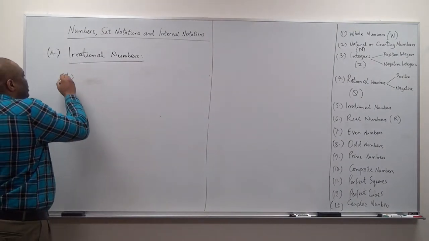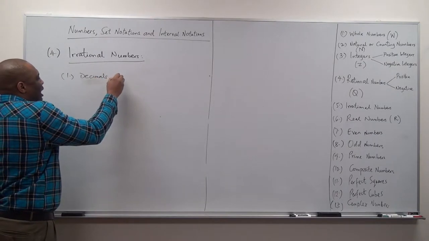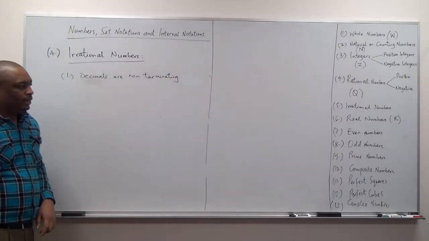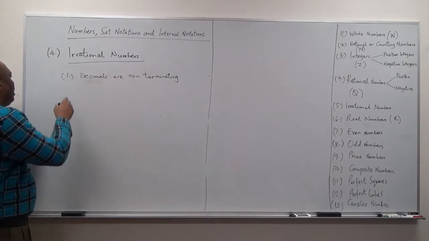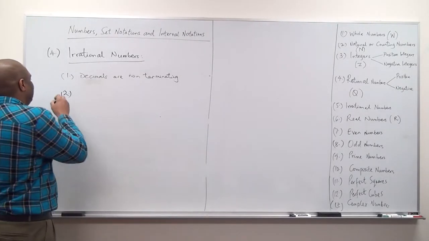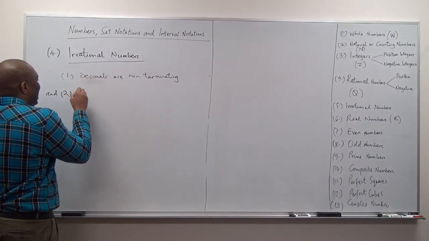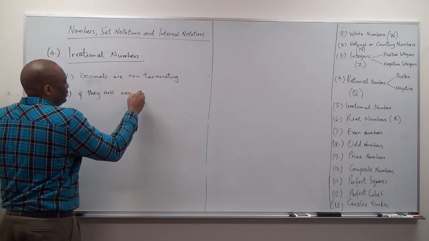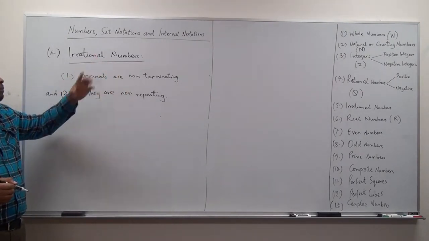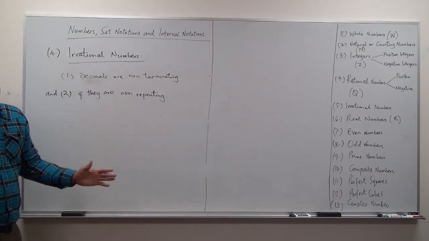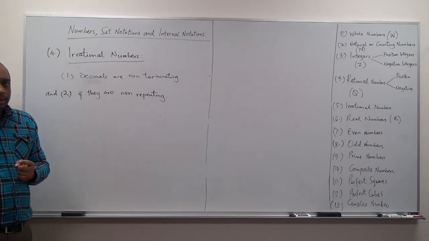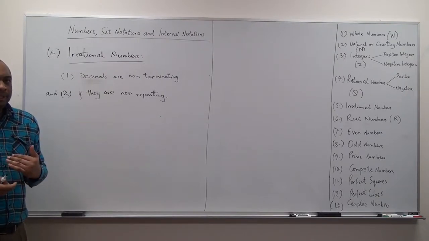Number one, if they are decimals, and the decimals are non-terminating, it doesn't end. It goes on and on. And then, if they don't terminate, and if they are non-repeating. So these two classifications must be there for you to classify a number as irrational. If it's a terminating decimal, it's already a rational number. If it is not a terminating decimal, you need to do two things. You need to check whether it is repeating or non-repeating.